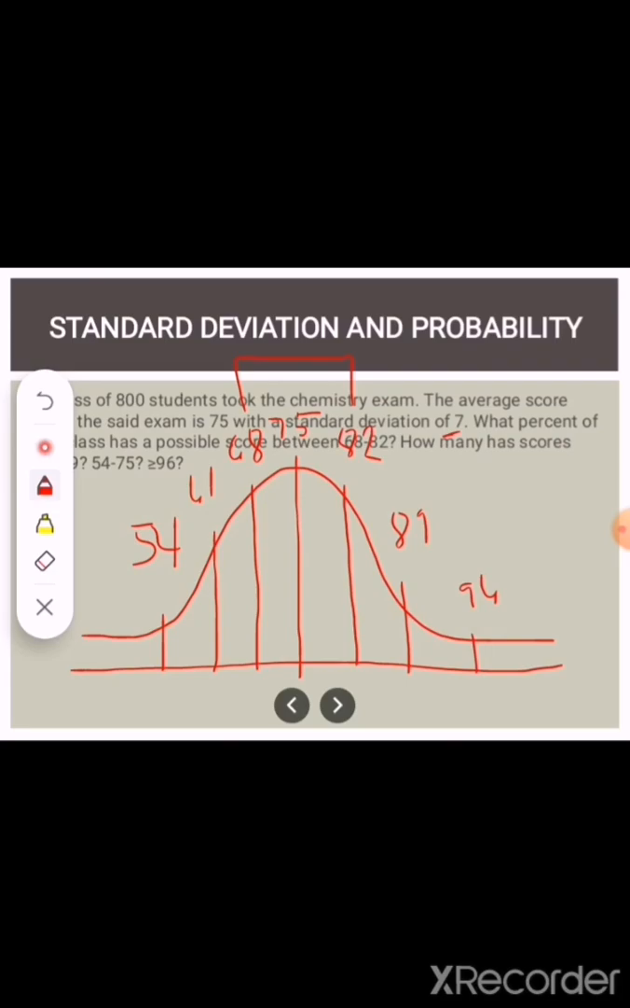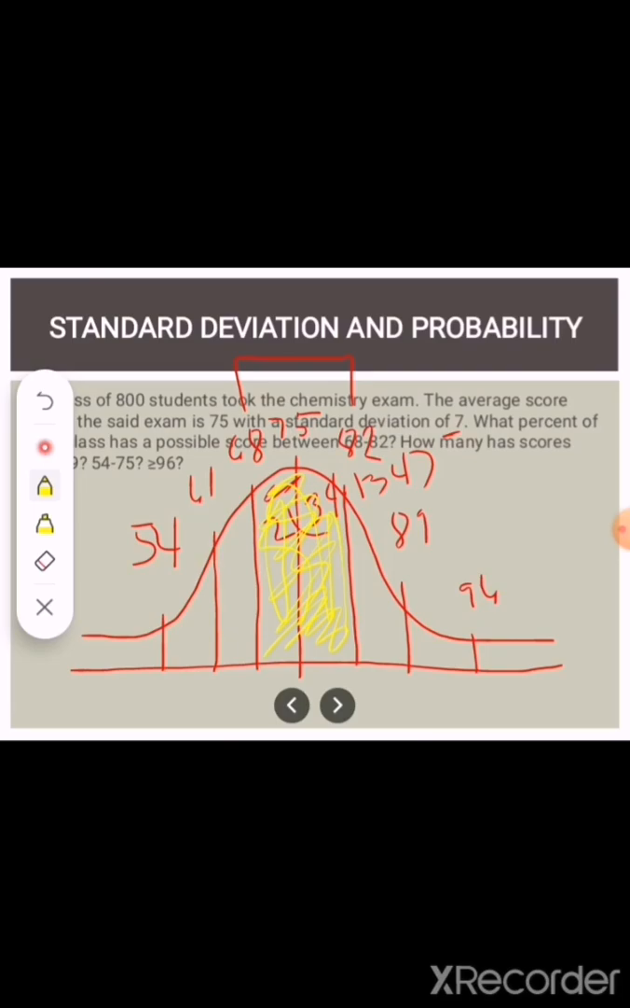Okay? So we have 34.134. Same goes with this. So, times 2 lang. So, this one occupies how much? Yan yung tinatanong. How much? What percent is the probability of getting 68 to 82%?